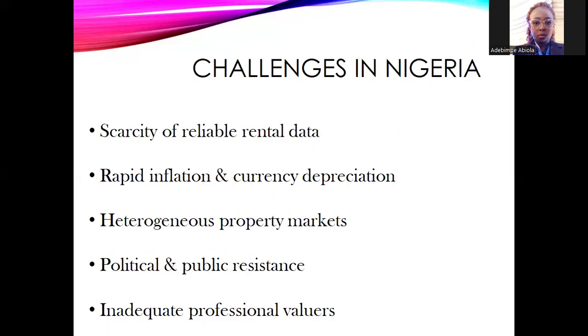Then let's quickly look into the problems and challenges in establishing tone of list in Nigeria. The first one we'll be considering is the scarcity of reliable rental data, because when we are carrying out our market survey, many listings, many rents, are informal. Some of them are not even documented, especially our local markets. Some of them don't even know the amount they are paying.